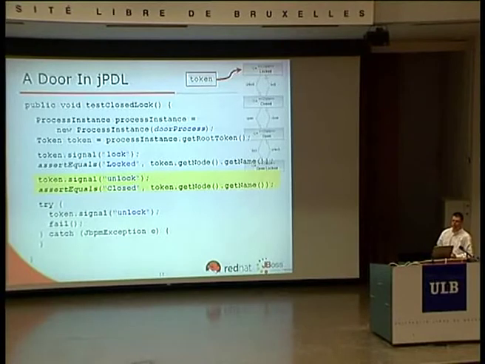So next, the unlock method. Here you can see the unlock method. If you feed that external trigger, the token will be updated and it will point again to the closed state. Now suppose that in this scenario, we want to call the unlock method again. Of course, you see that from the closed state, there is no transition that is called unlock. So you cannot unlock an open door. Then you get an exception from the engine.